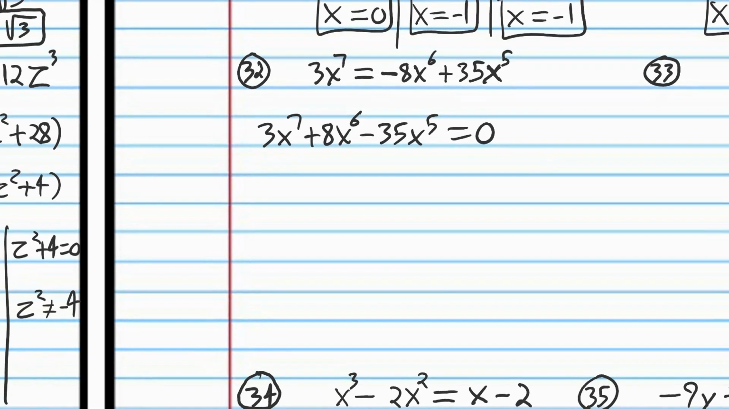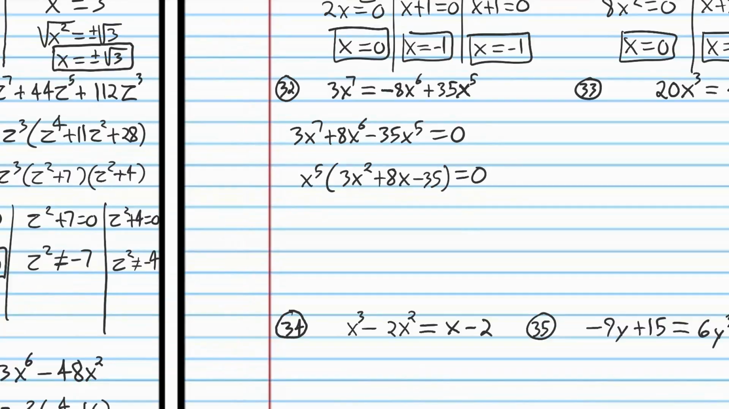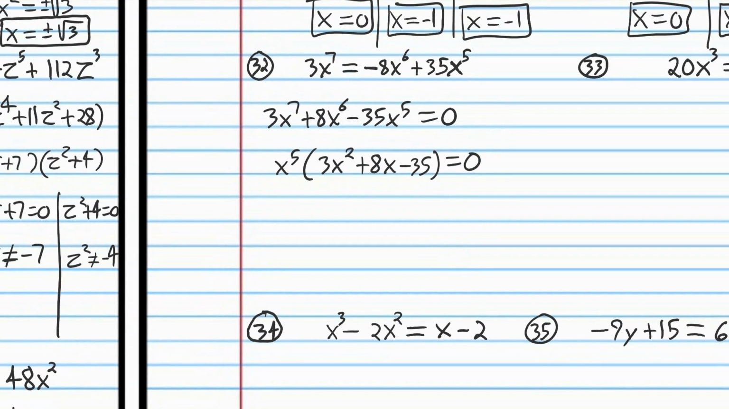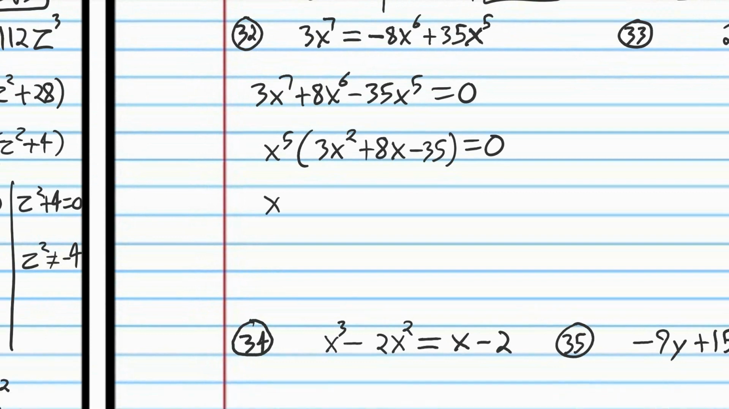All right, so now we're going to factor out an x to the 5th. This looks like a weird quadratic here. Let's go ahead and do it.